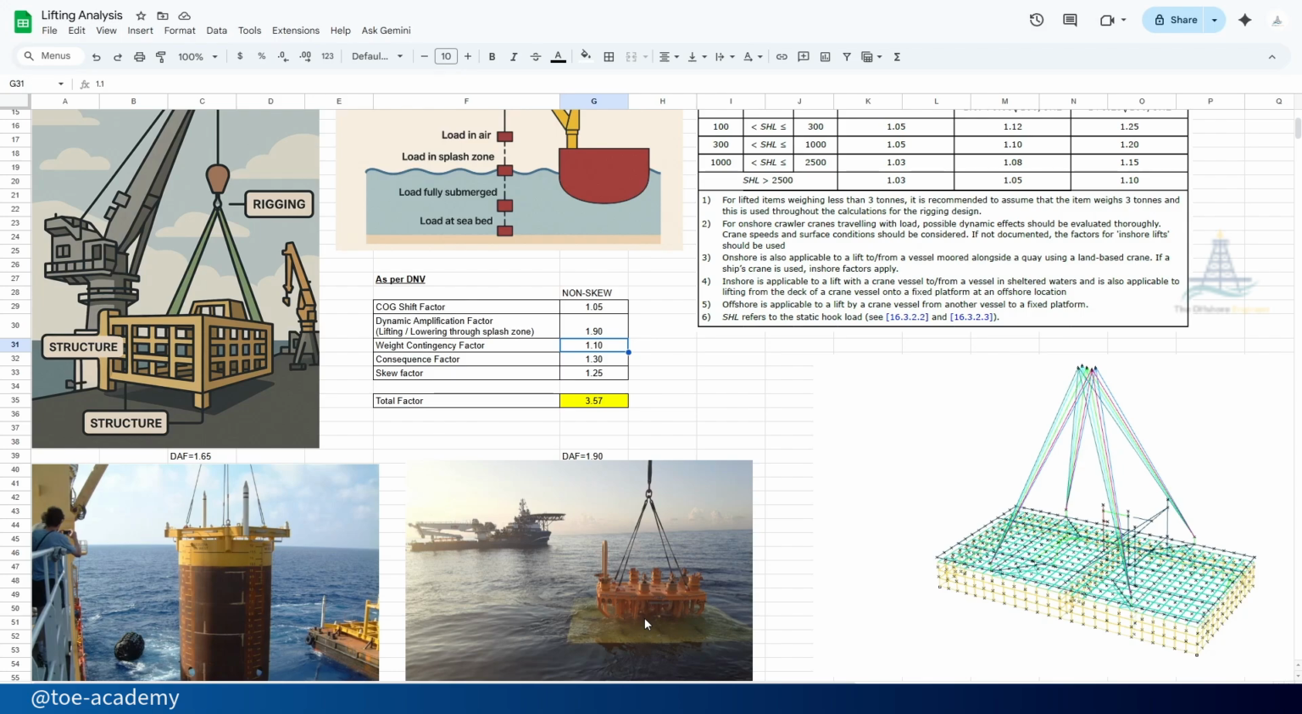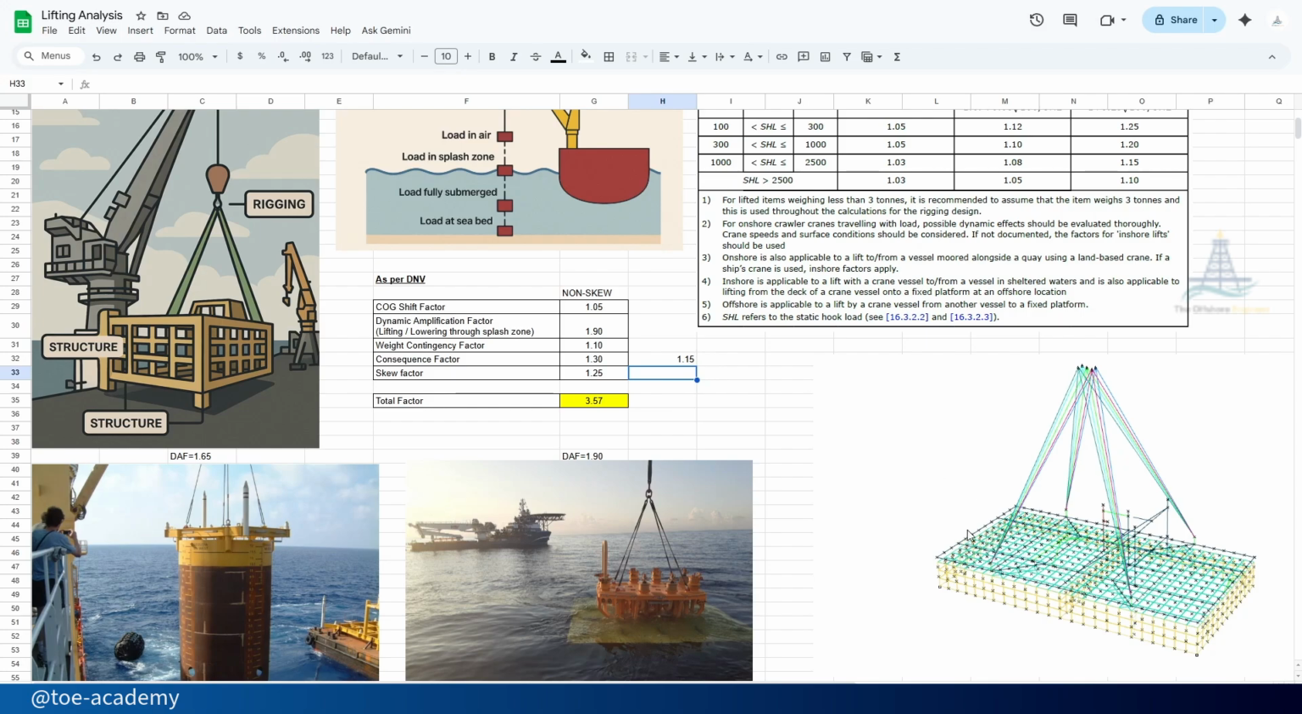The next one is the consequence factor. The consequence factor is like something can go wrong and the structures can fail during the lifting, and there are two factors, 1.3 and 1.15. So 1.3 is for this padeye and the subsequent locations, and then 1.15 is for the members connecting closer to it.